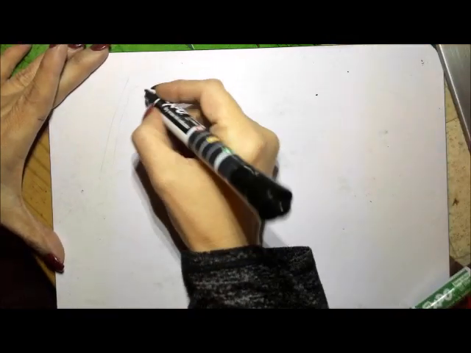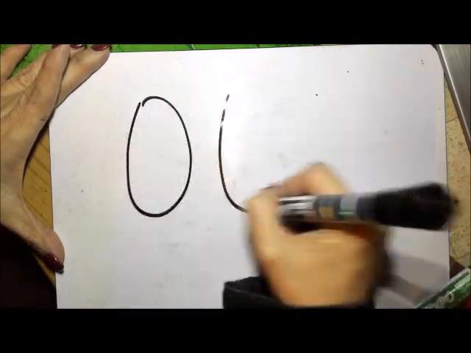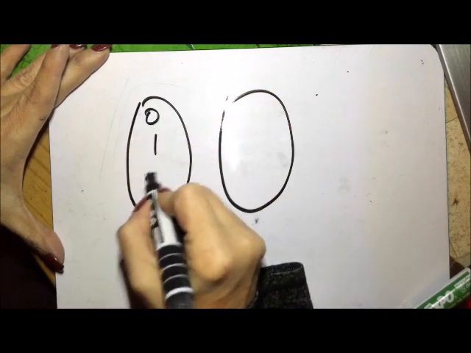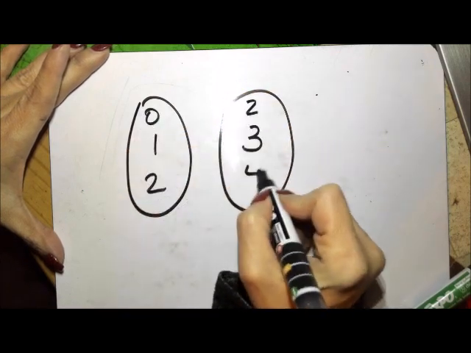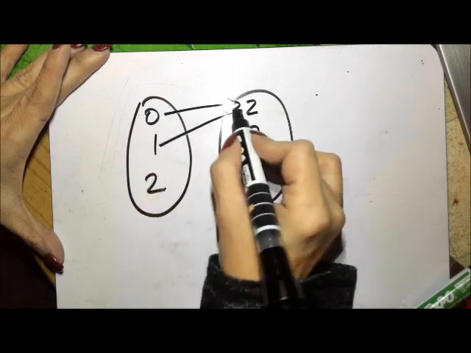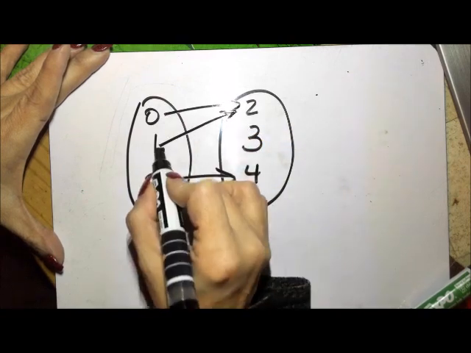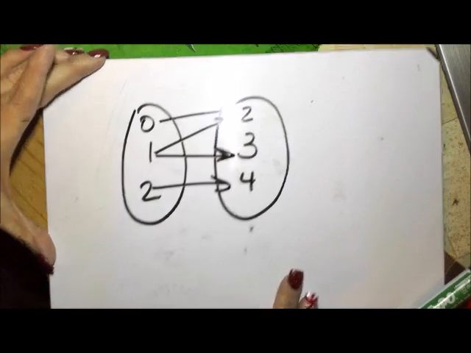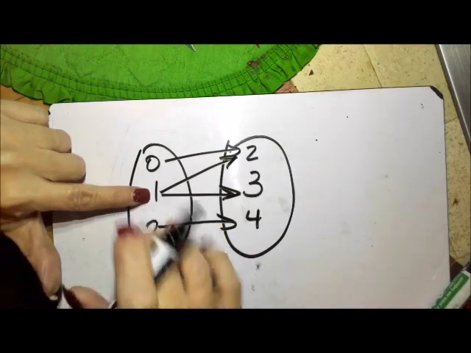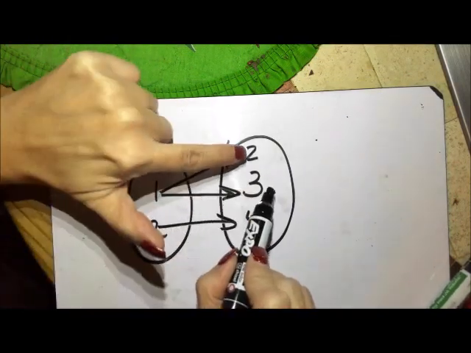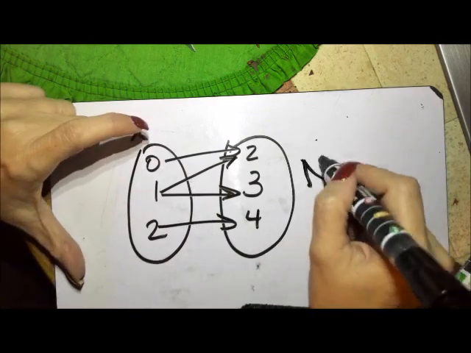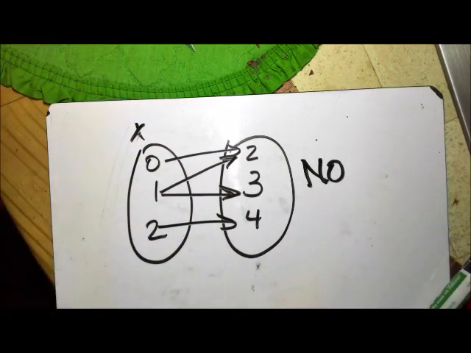Okay. However, if I did something like this, if I did maybe a mapping, and I did 0, 1, 2, and I did 2, 3, 4. 0 goes to 1, 1 goes to 2, 2 goes to 4, but 1 also goes to 3. In this mapping, 1, my X value, goes to 2 different numbers. This is not a function. Okay? The X value cannot repeat. So that's just kind of a short little reminder of functions.